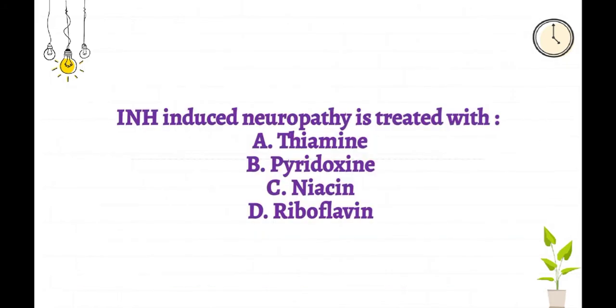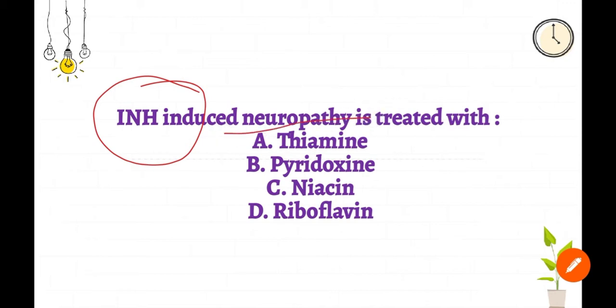Now, isoniazid induced neuropathy is treated with thiamine, pyridoxine, niacin, riboflavin. Isoniazid is actually an anti-tubercular drug, but INH when taken causes deficiency of pyridoxine, because it interferes with the metabolism of pyridoxine. So always pyridoxine should be supplemented along with INH. So this neuropathy is treated with pyridoxine.